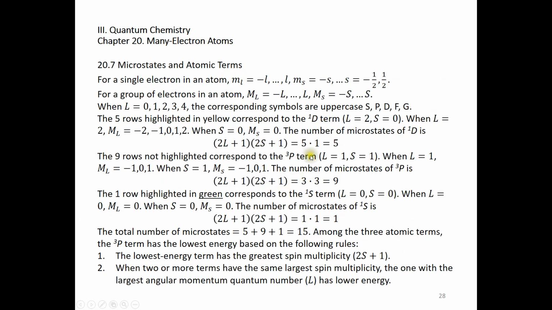And now we have the 3 atomic terms, and we can sum up the number of microstates: 5 for this 1D term, 9 for the 3P term, 1 for the 1S term. We sum it up, we get 15.